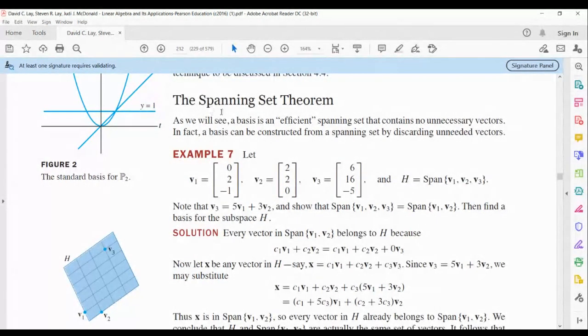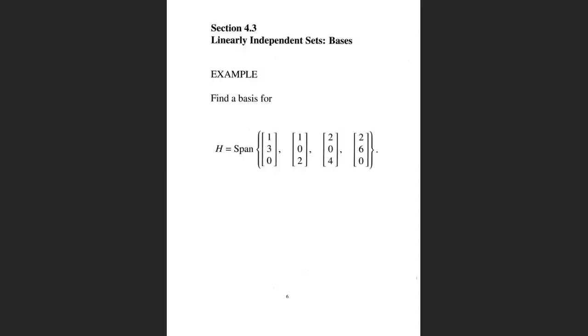see here, the spanning set theorem. A basis is an efficient spanning set that contains no unnecessary vectors. No unnecessary vectors. So I'll tell you what, actually, I think what I'm going to do is go here to an example that I made up to help you. Let me go to that example. Okay. Let me give you a moment to copy this example down, and then we'll talk about it.